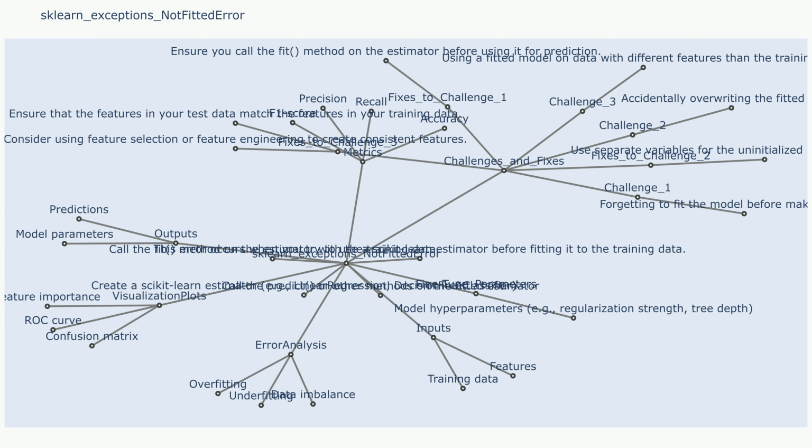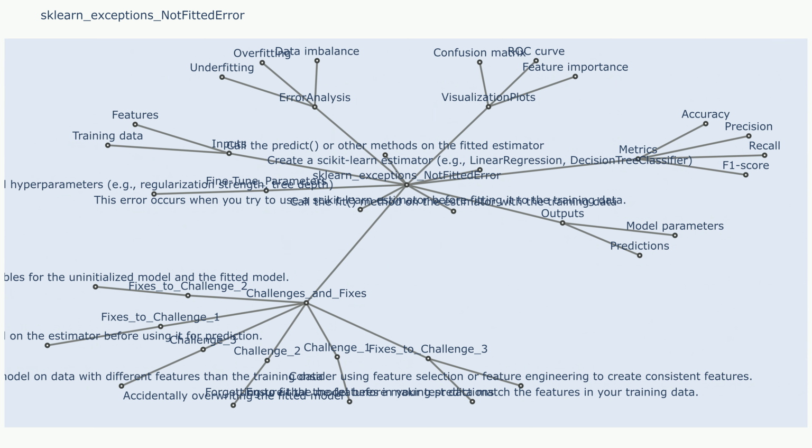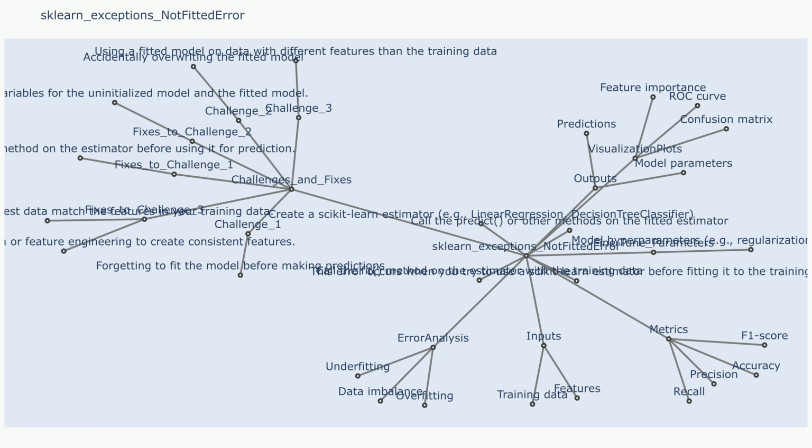Challenges and fixes. Challenge 1: attempting to predict or transform before fitting. Sample use case: trying to use model.predict(X_test) without first calling model.fit(X_train, y_train). Fixes: make sure to call model.fit(X_train, y_train) before attempting to use the model for prediction or transformation.